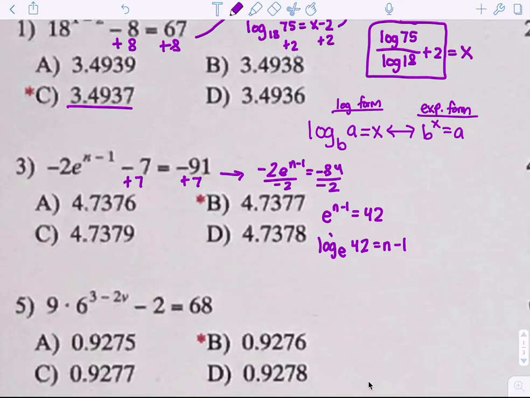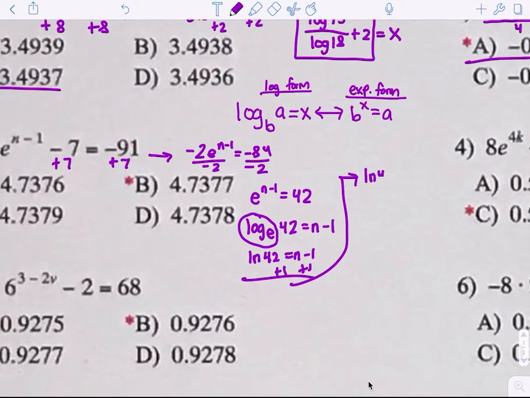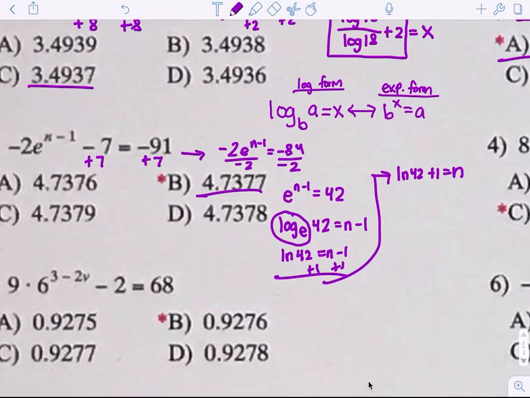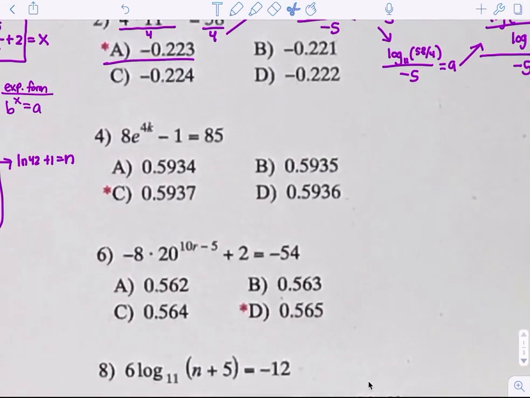So log base e, you guys, this is really ln. So we really have ln of 42 equals n minus 1, and we add 1 to both sides. So we get ln 42 plus 1 is equal to n. And this, you guys, is going to give us that. Number 4.